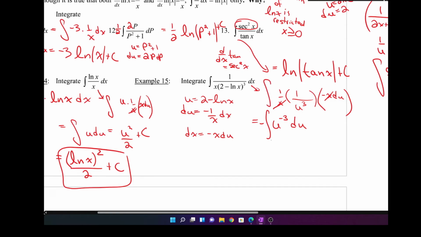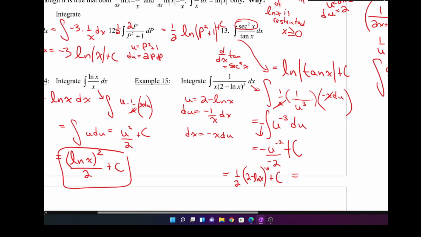And so what am I going to do? I'm going to say that this is u to the negative 2 divided by negative 2 with a negative sign out in front because I'm bringing that down, and then plus c. And I'm going to have to put that u back in here. So by the way, a negative and a negative makes a positive. So there's a 1/2, and this is 2 minus the natural log of x, to the negative 2 power, and that's plus c.